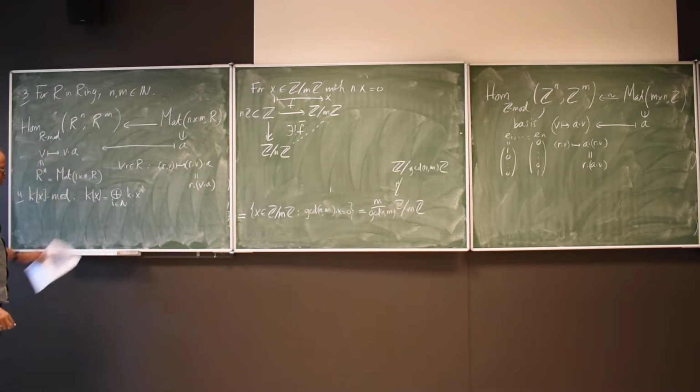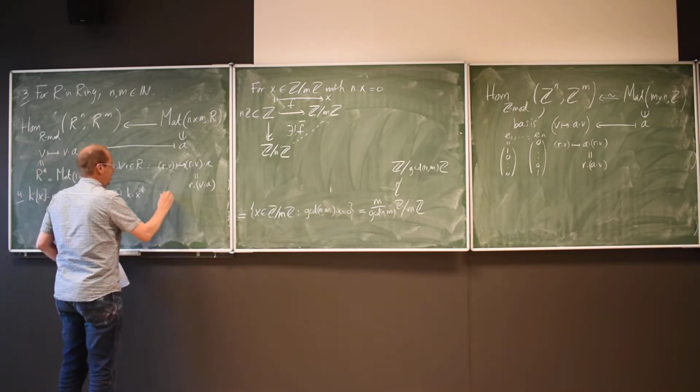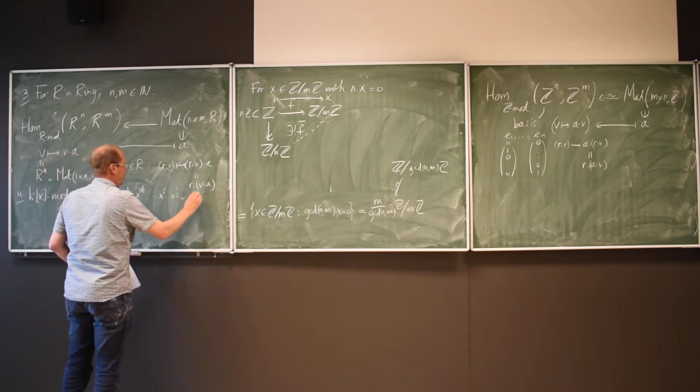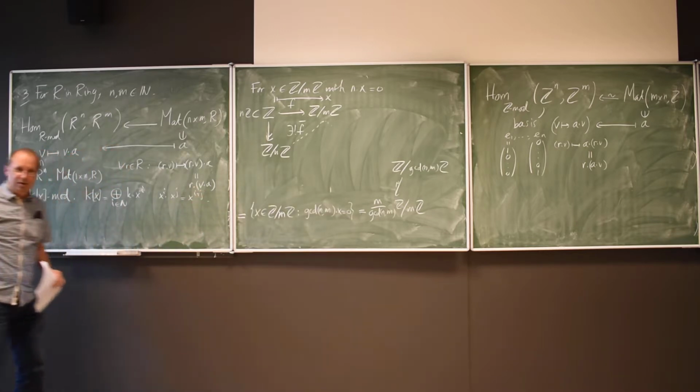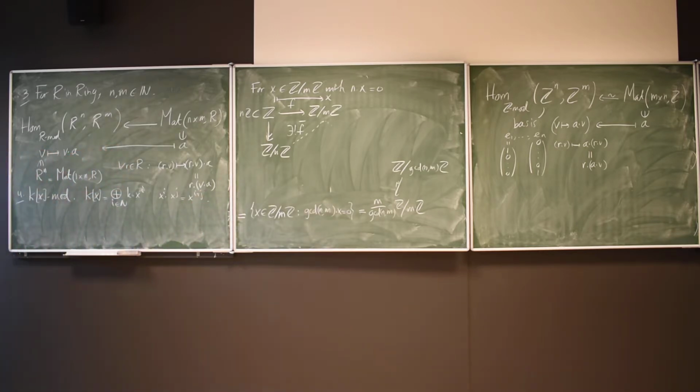And the multiplication is x to the i times x to the j. Of course, it's x to the i plus j. That is why it is written like this. And we are interested in modules over this ring. So if I have an element f in here, I will write it as the sum of f_i x to the i, i in N, with the condition that only finitely many of these f_i can be non-zero, just like the basis that Arno talked about.